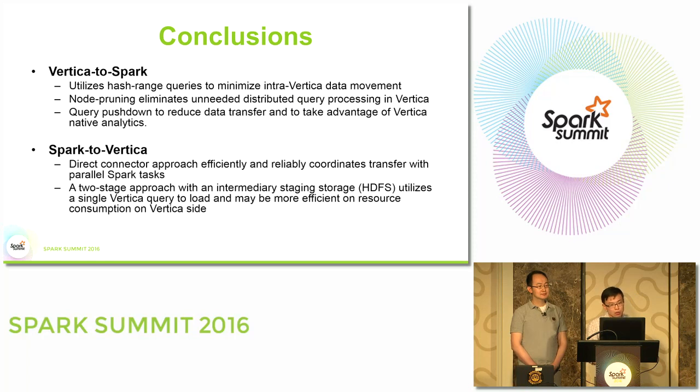We utilize hash range queries to minimize intra-Vertica data movement because each query only asks for local data. And of course, we also talked about this node pruning feature that we have, which allows Vertica to prune out the query plans that are unneeded for the rest of the Vertica nodes. Now, from the Spark to Vertica side, we talked about two approaches. One is the direct connector approach, which efficiently and reliably coordinates transfer with parallel Spark tasks. And also, we've talked about a different approach, which involves two stages, using the native copy command and our ORC parser.